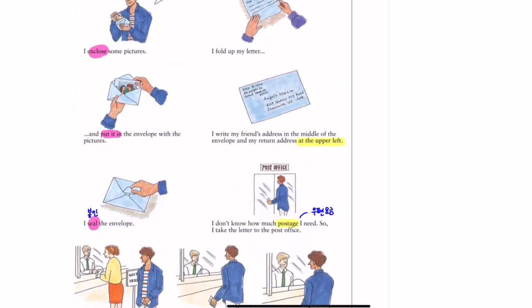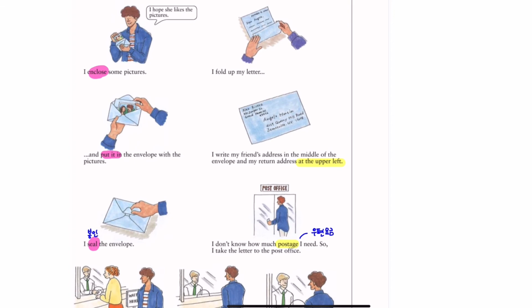Unit 52. Mailing a letter. I enclosed some pictures. I hope she likes the pictures. I fold up my letter and put it in the envelope with the pictures. I write my friend's address in the middle of the envelope and my return address at the upper left.